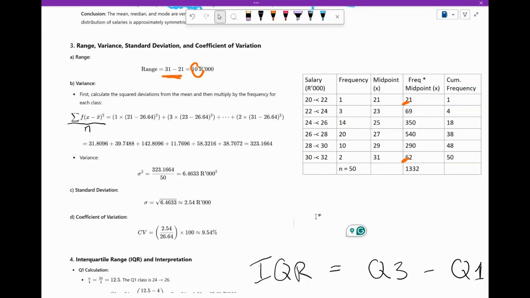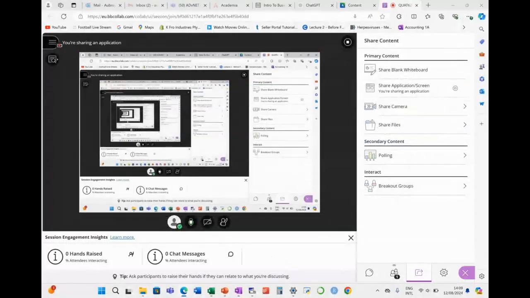Once you're done, you total the top part, which should give you 323, and then divide it by the number of variables, which we know is 50. And then your variance should be 6.4633. So that's how we calculate the variance. If you get this right, the rest will be a breeze for you. Because the standard deviation, which is the next thing that they ask, is simply the square root of whatever you have calculated over here.